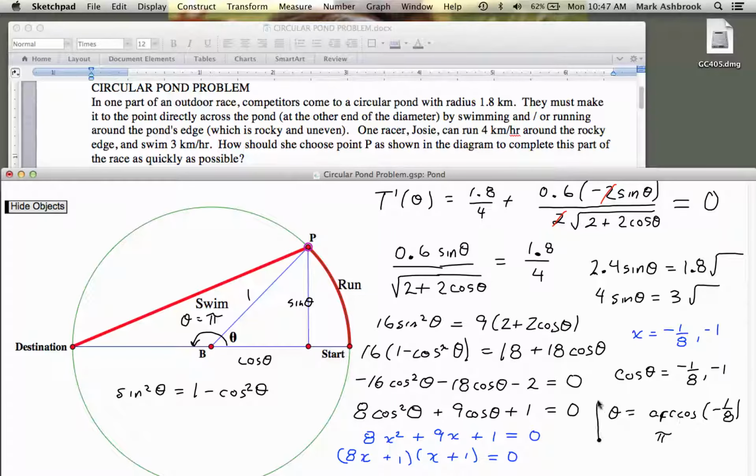So that's how I got those critical values by setting the derivative equal to 0. That's the solving process that I went through to get those critical values of arc cosine negative 1/8 and pi.